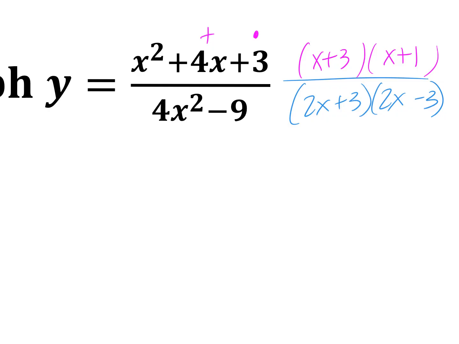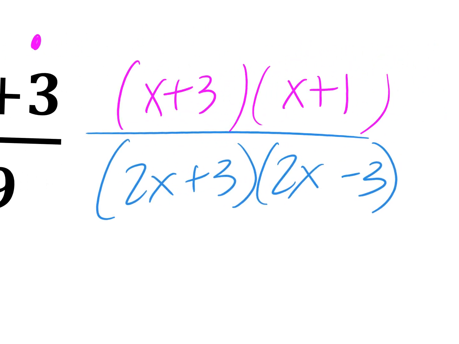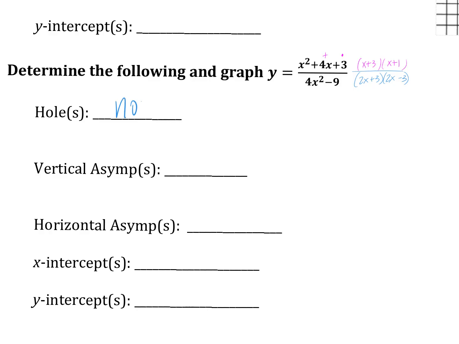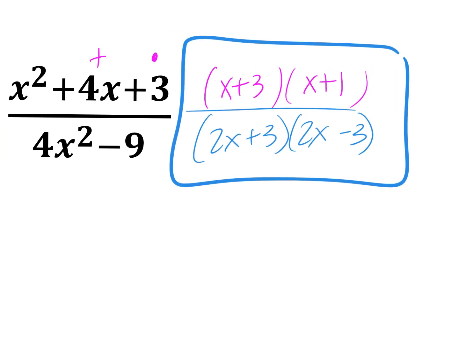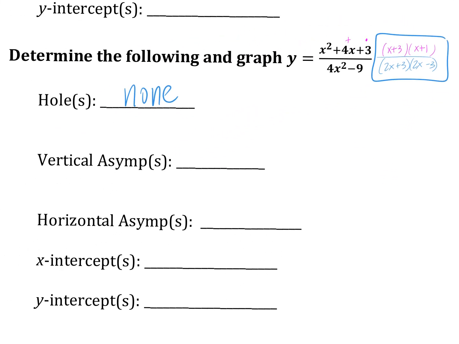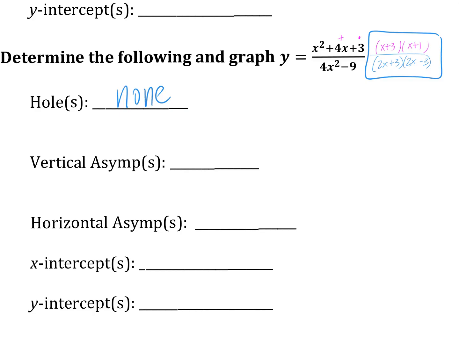Do we have a hole? Does anything cancel? I agree. We don't. We have no hole. My vertical asymptotes are going to be when this denominator equals 0. When does each denominator equal 0? Maybe this one you do have to write out, whereas the others were a little bit more straightforward. When does 2x plus 3 equal 0? When does 2x minus 3 equal 0? Maybe you don't have to write it out. I'm good either way.